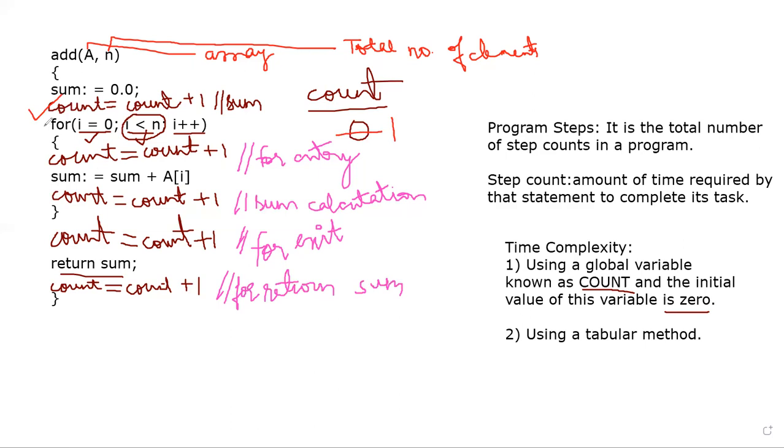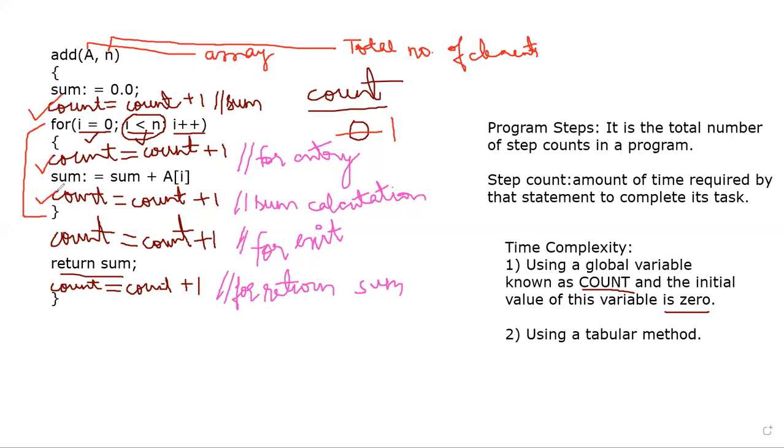And now this is your for loop. This portion is for a for loop. This much is the for loop. Inside the for loop, how many count statements are there? Inside the for loop, 2 count statements are there. So that means the value of count is incremented 2 times.